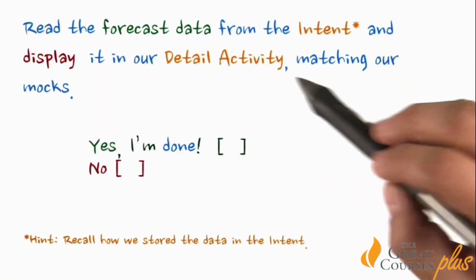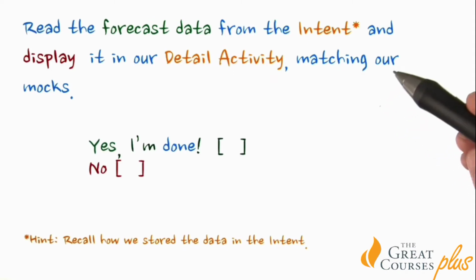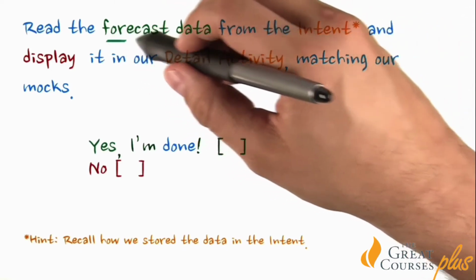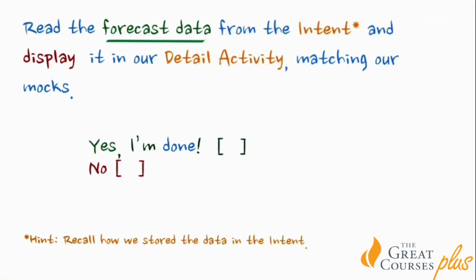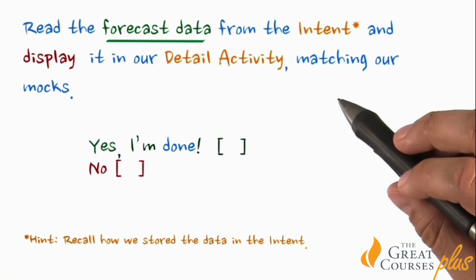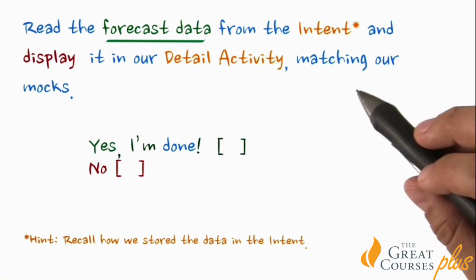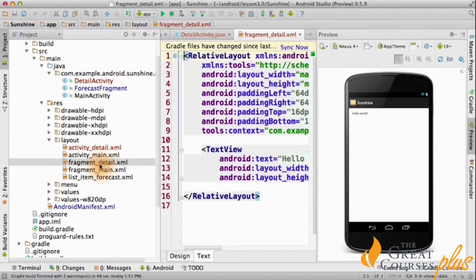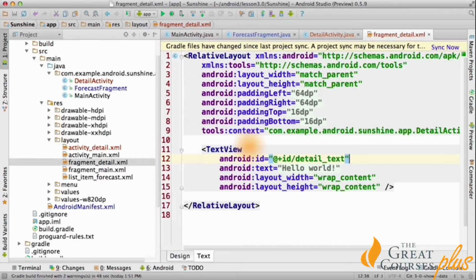Once the detail activity is launched, it shows Hello World. Instead, we want to read the forecast data from the intent and display it. Make the appropriate changes in the app so it matches the mocks, then verify the behavior by compiling and running the app. In the fragment detail layout, a text view is already defined. We have to assign it an ID, so that within the detail fragment of detail activity, we can use findViewById to find the text view.